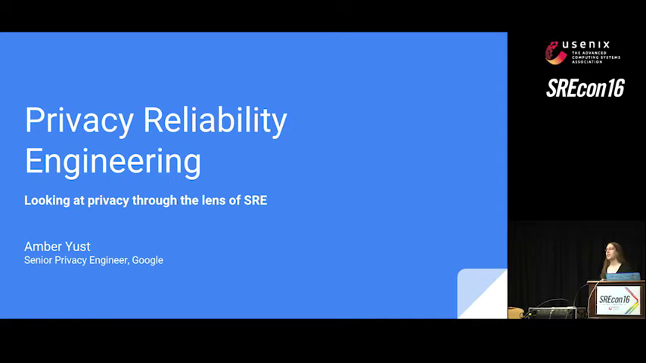So what this talk is about is explaining how I managed to get here from where I was about 2 years ago, working as a site reliability engineer at Google.